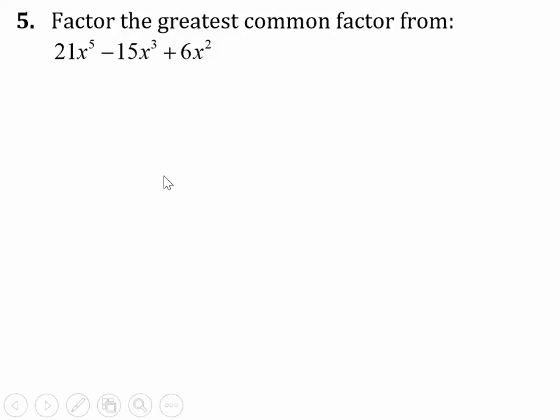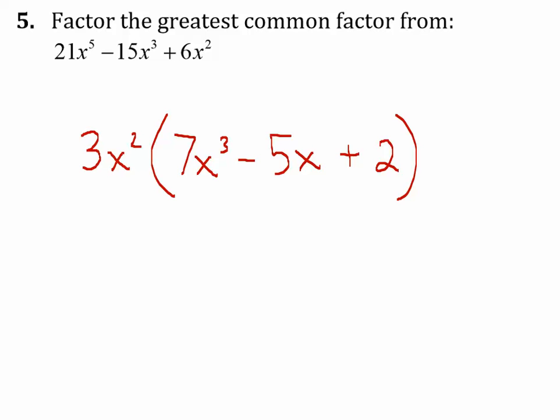Alright, out of curiosity here, what did you guys pick as the greatest common factor to factor out? 3x squared, right? Okay, cool. 3x squared on the outside. And just to verify, 7x cubed minus 5x plus 2. Again, try it yourself, make sure all those numbers work out. Ask me if there's a reason, or ask me if something does not work out.